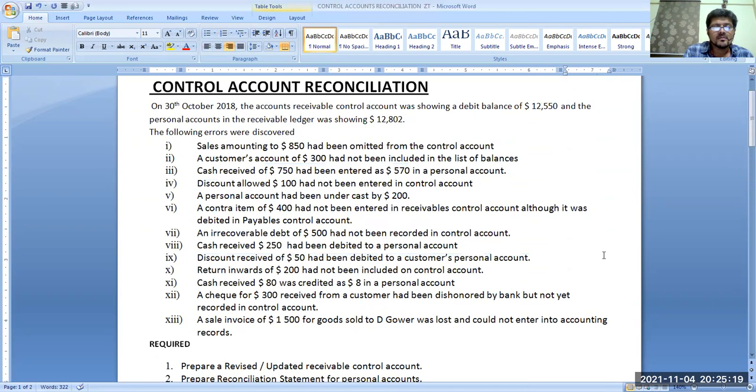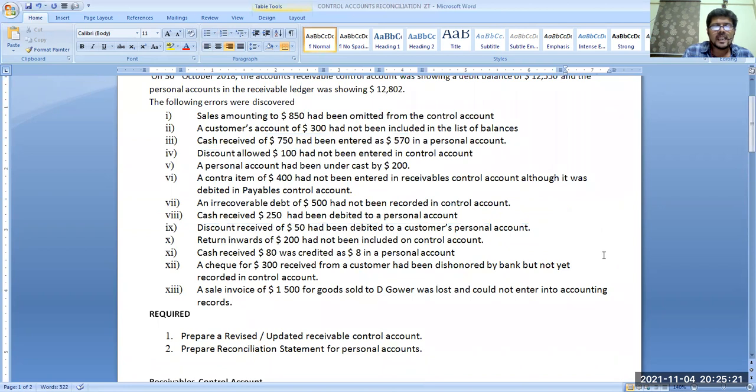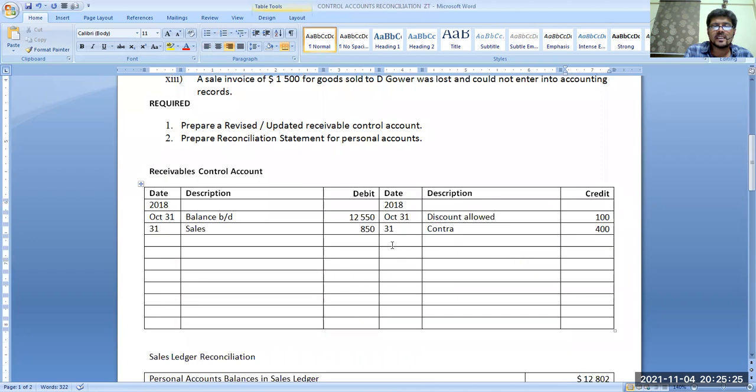This is an item of control account. Okay. Now, an irrecoverable debt of 500 had not been recorded in the control account. So again, it's a problem of control account. Irrecoverable debt or bad debt, whatever you want to write, you can write. Irrecoverable debt.